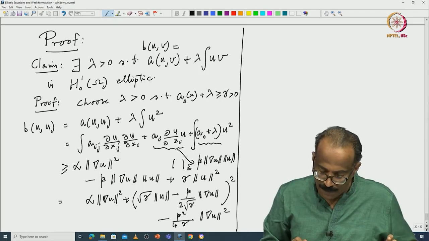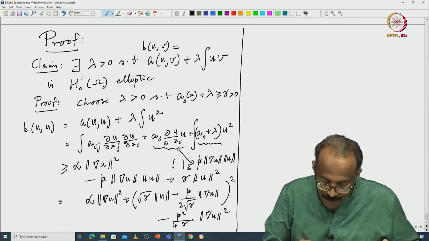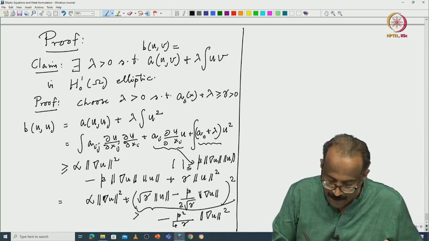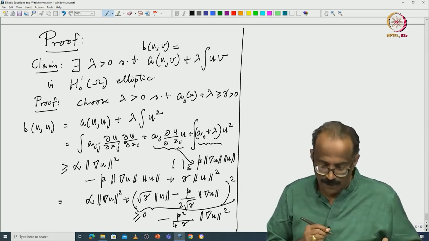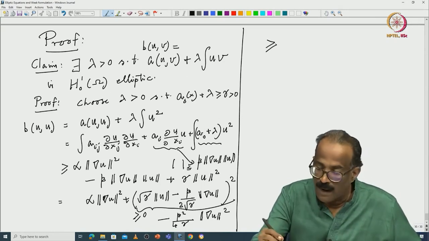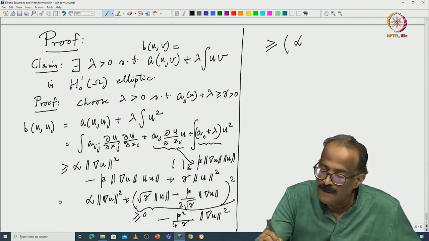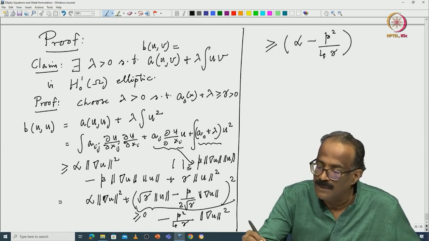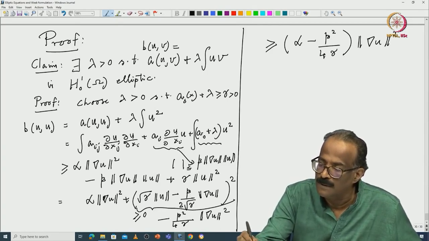So with that, this is a positive quantity. So this is greater than or equal to 0. Now, that will be greater than or equal to (alpha minus beta square by 4 gamma) into norm of grad u square. This is what you want to do.